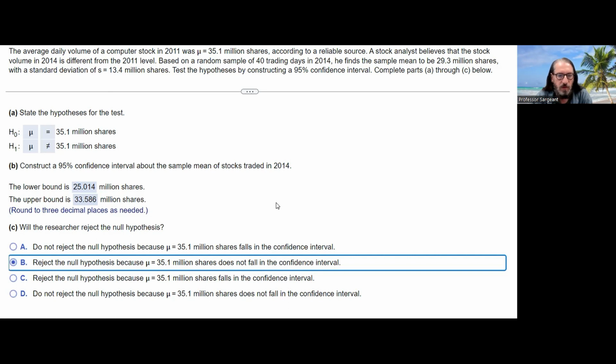If it did fall within the interval, if the claimed mean was between the lower and upper bound, then I would fail to reject it.